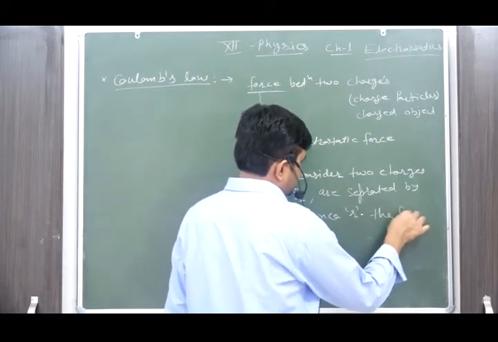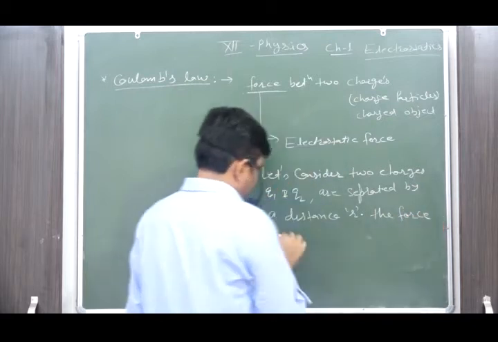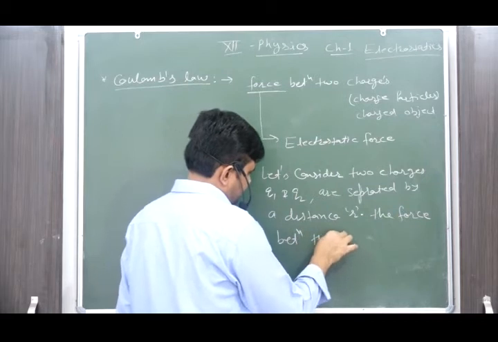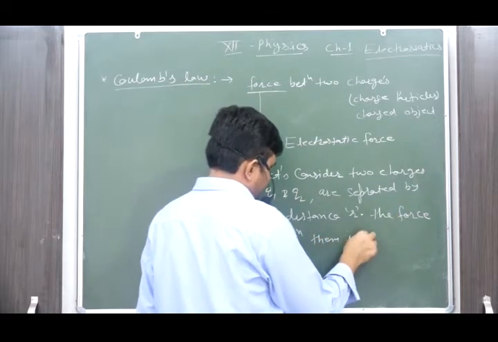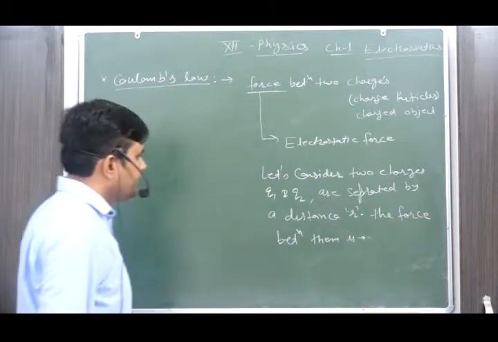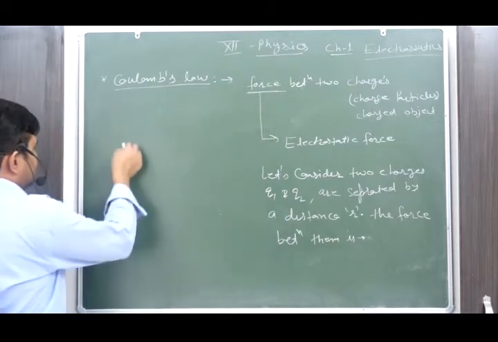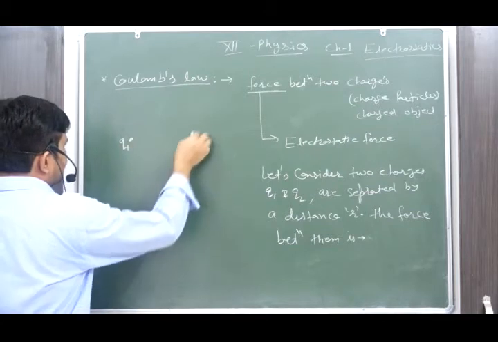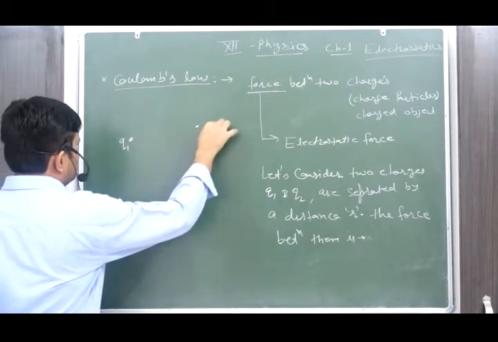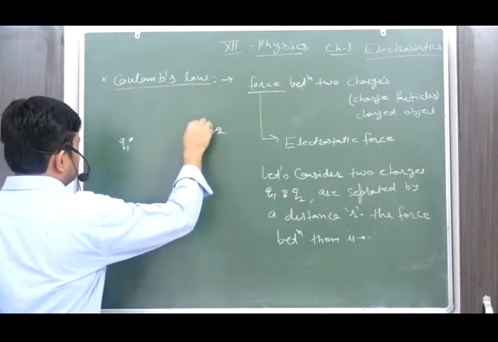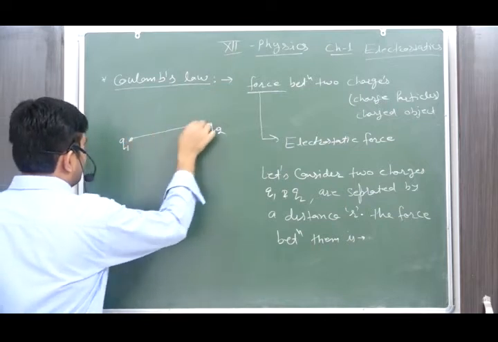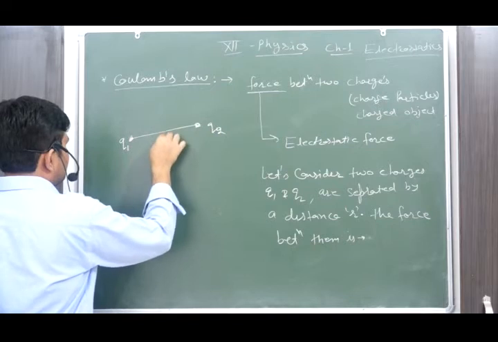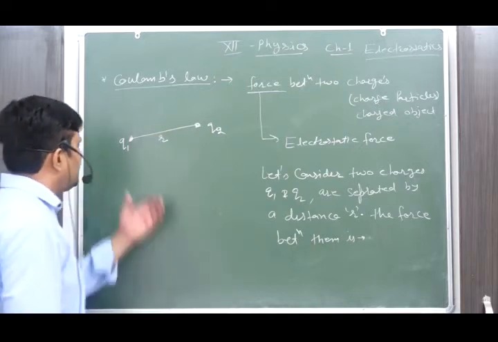The force between them is... Here in the graphical formulation, the charge Q1 is placed here, and the other charge Q2 is placed here. Now, this is the distance R. This distance is represented in terms of R.